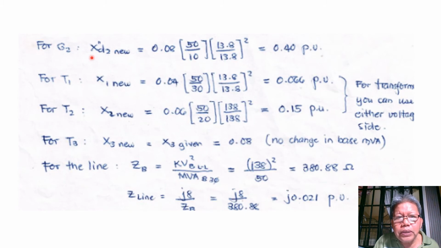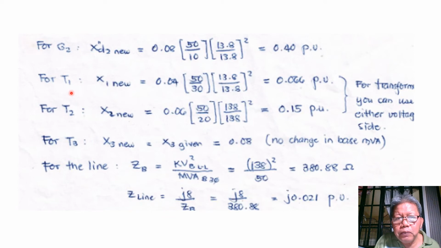And for G2, we compute its XD double prime new as the given value 0.08, and then we multiply this by 50 and then divide by the capacity rating of our generator 2, which is 10, where this value of reactance is based. Then times the ratio of the voltage of the generator, which is the same, 13.8 over 13.8 squared. So we get XD double prime new equal to 0.4 per unit.